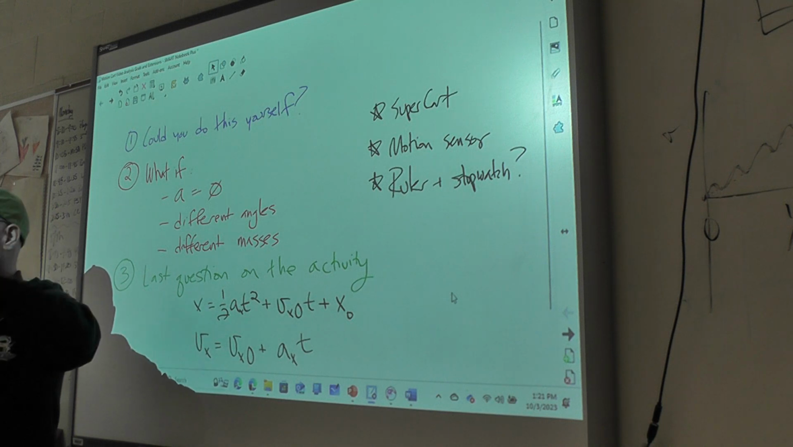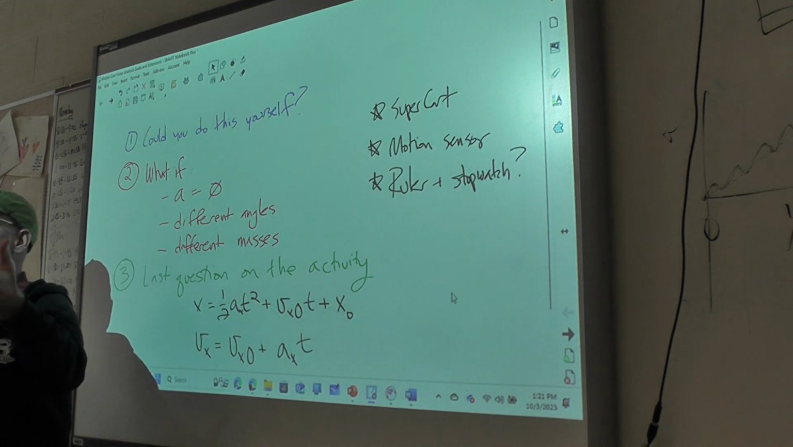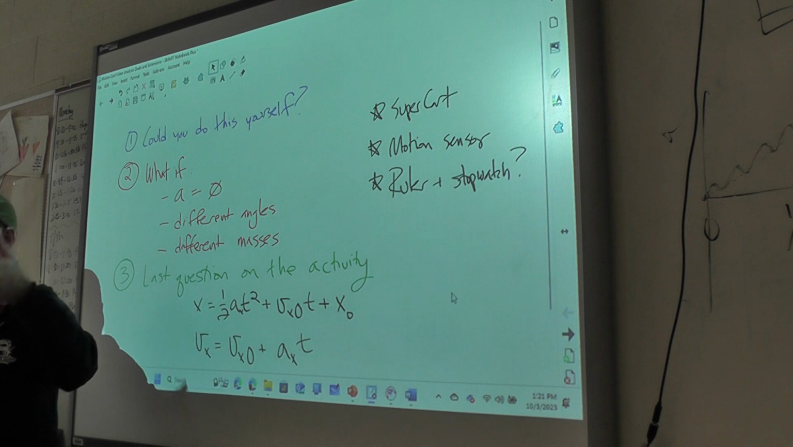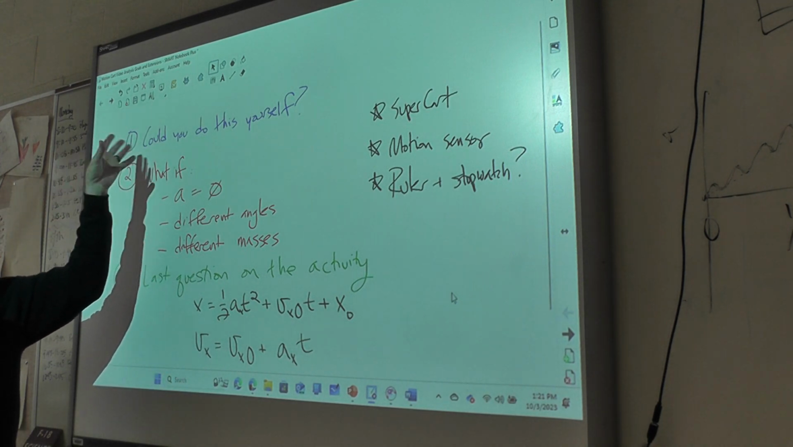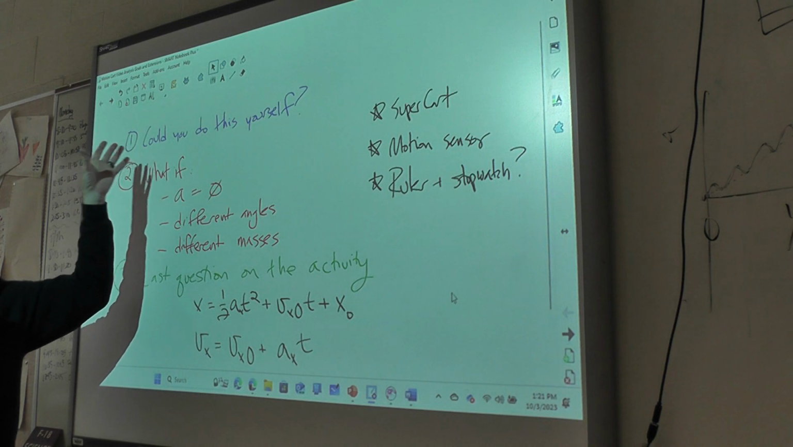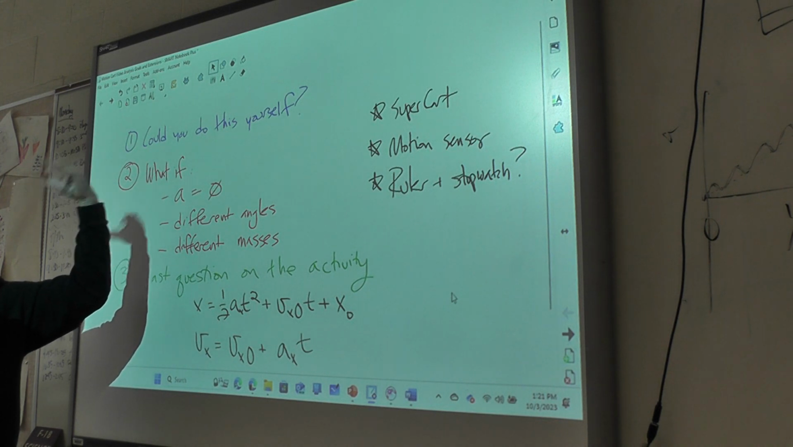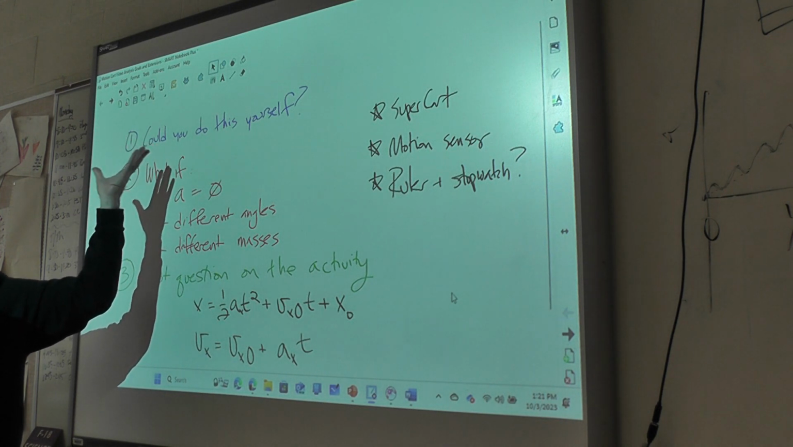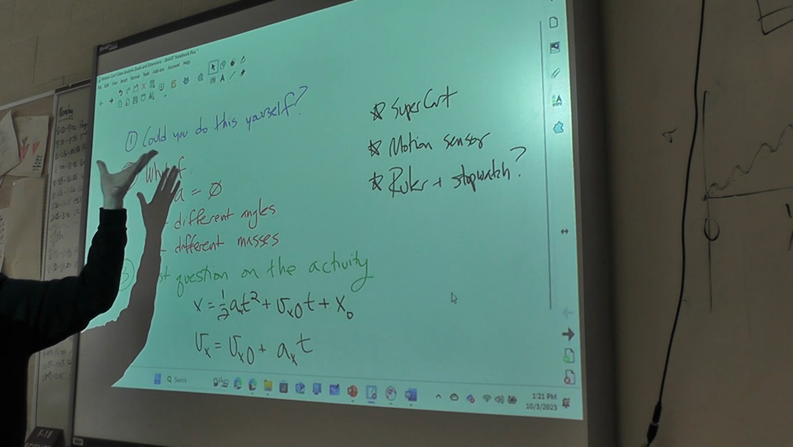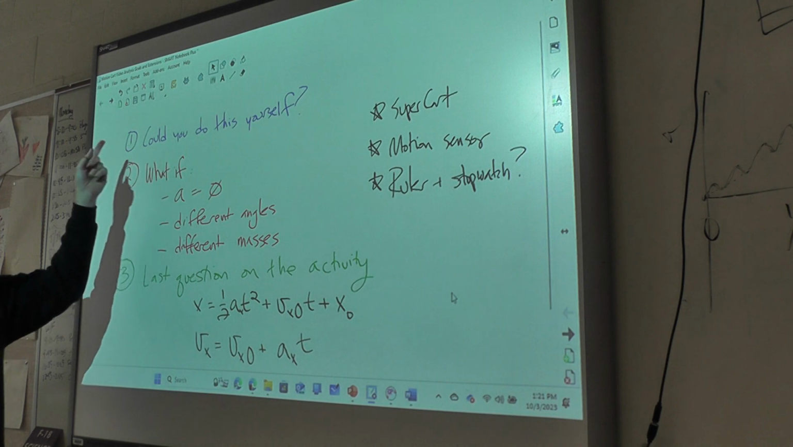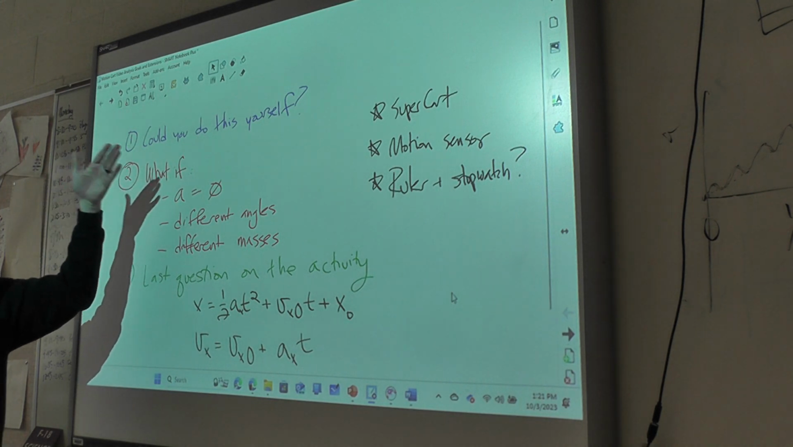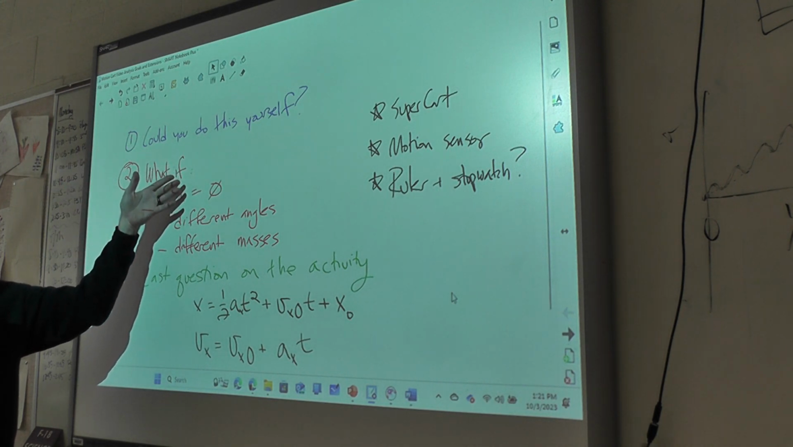If I give you a video and ask you, how quickly is this thing accelerating, could you answer that question using Tracker? That's really the goal, because we're going to be looking at real objects moving, and they're going to have unknowns. I'm not going to be able to tell you how fast they're moving. You're going to have to measure it by taking a video.